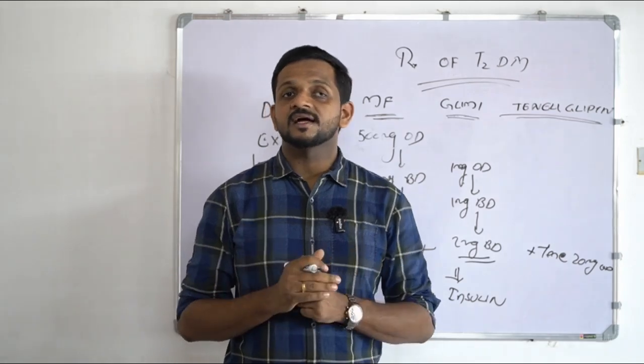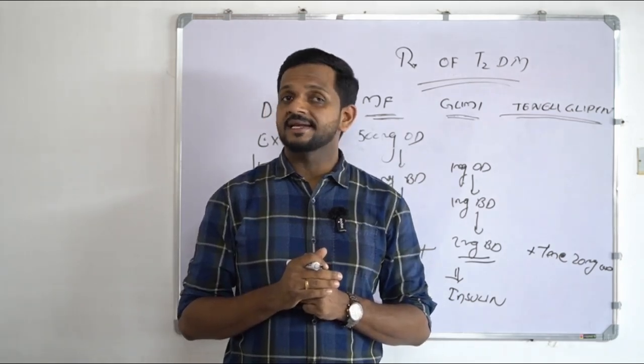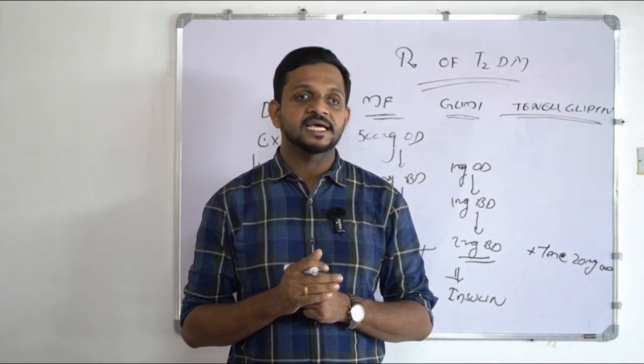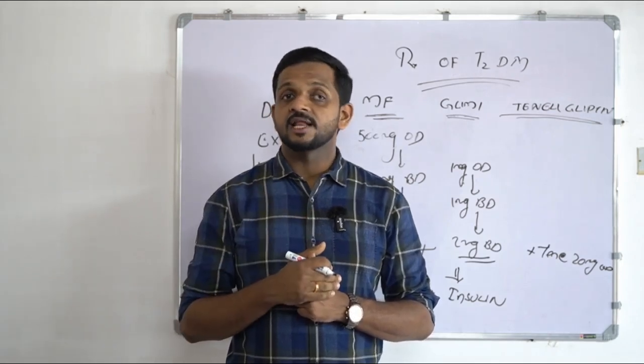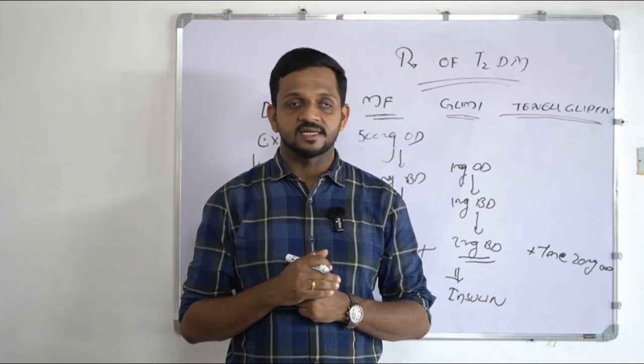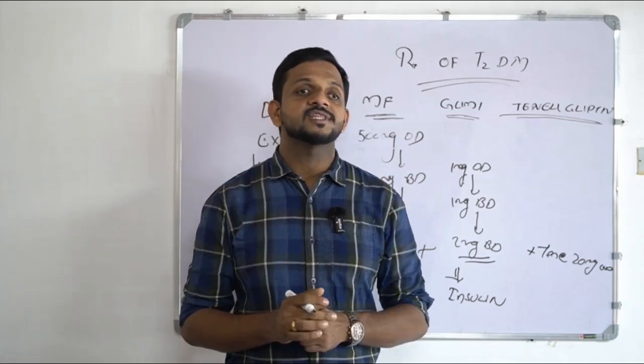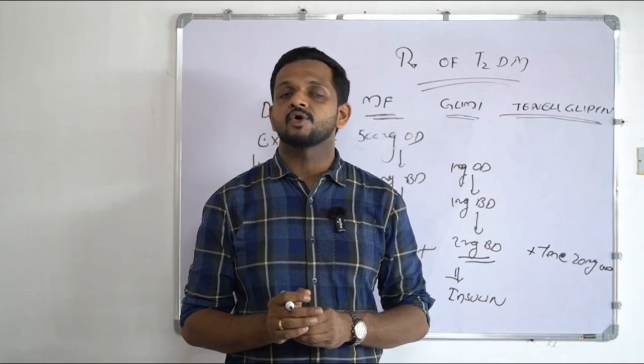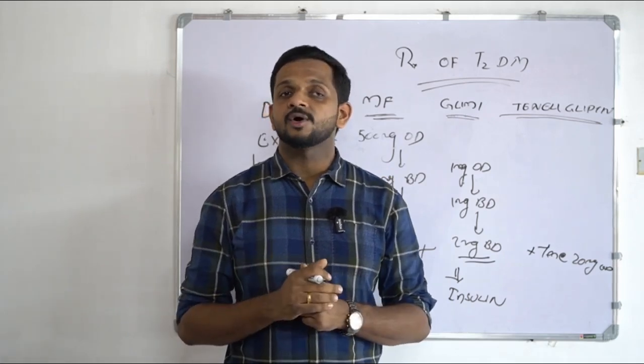And if it is still not controlled with metformin 3 gram per day and glimepiride 2 mg BD, then start teneligliptin along with this metformin glimepiride combination. If the sugars are still not controlled with the metformin, teneligliptin and glimepiride combination, then start the patient on insulin therapy.